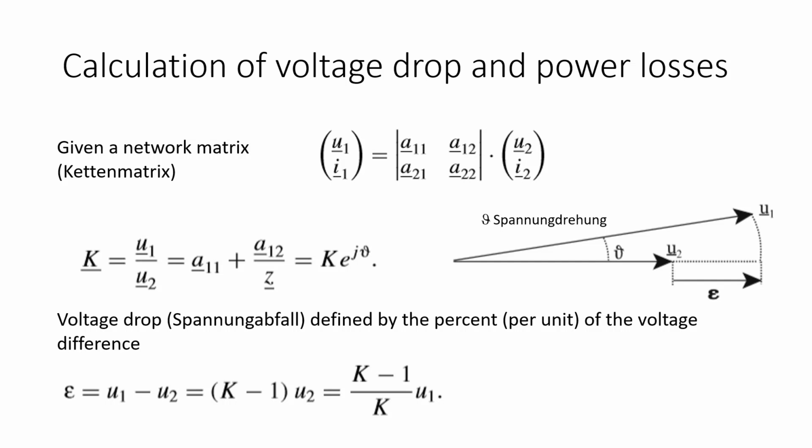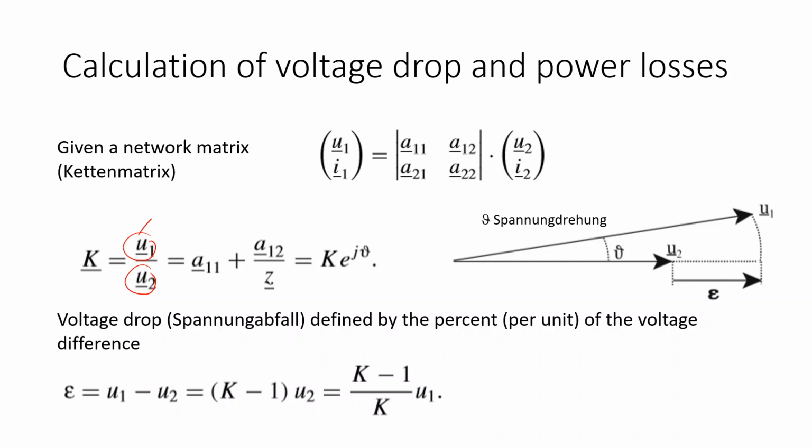All right. Given a network matrix like this, we know the relationship between U and I on the sending end and receiving end. In this case, you know the receiving end, and you can compute the voltage and current on the receiving end. So if you define the ratio between the voltage at the sending end with respect to the voltage at the receiving end, or the ratio between U1 and U2, remember, this is the ratio of the voltage at the sending to the receiving end.